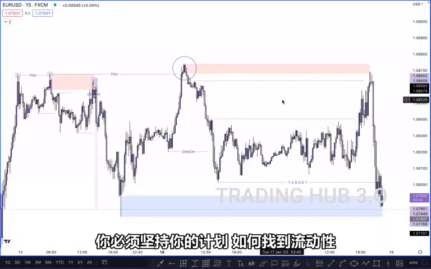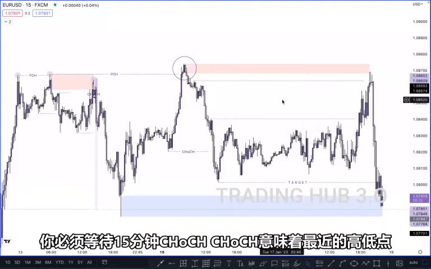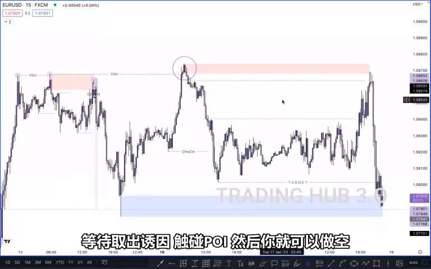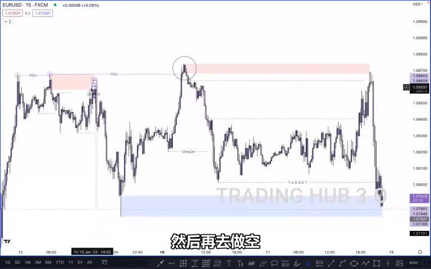You have to stick to your plan for how you can actually find the liquidity. Previous day candle high low acts like liquidity. You have to wait for CHoCH on the 15-minute chart, and CHoCH means the first recent high or low. The market breaks the first recent higher low, which is called change of character. Wait for taking out the inducement, tap on POI, then you can sell. Once the market mitigates your POI, you can switch to the 1 minute chart, then you can again sell here, something like this.